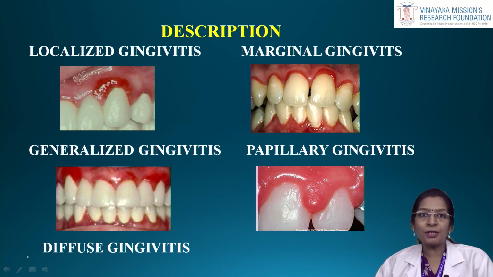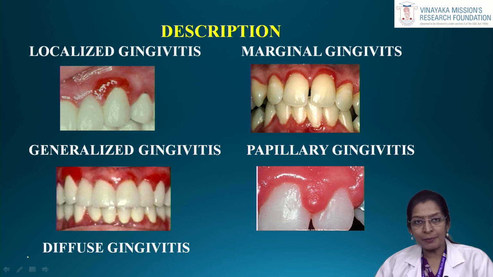It is termed as localized gingivitis when the inflammation is confined to a single area or a group of areas. The term marginal gingivitis is given when only the marginal gingiva is involved. It is termed as generalized gingivitis when the entire mouth is affected by gingivitis. Papillary gingivitis is given when only the papilla is involved in the inflammation, and diffuse gingivitis when the inflammation is involving the entire marginal gingiva, interdental papilla as well as the attached gingiva.